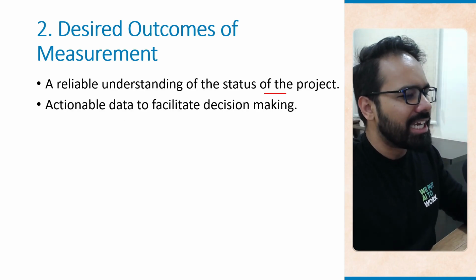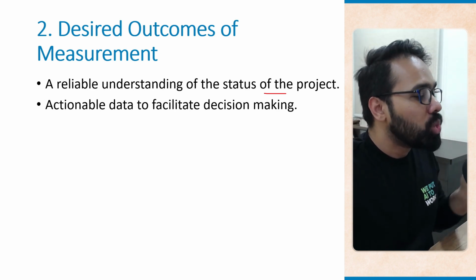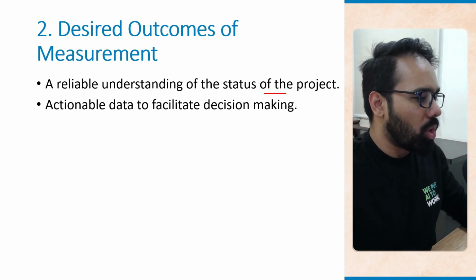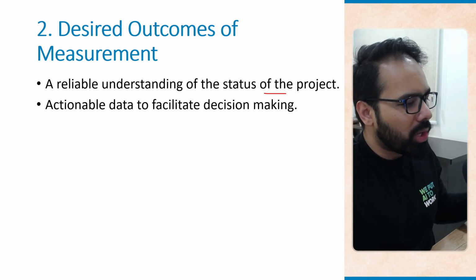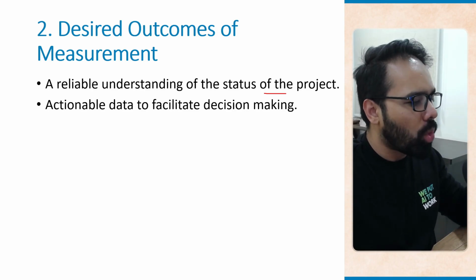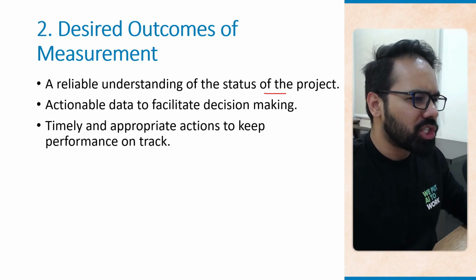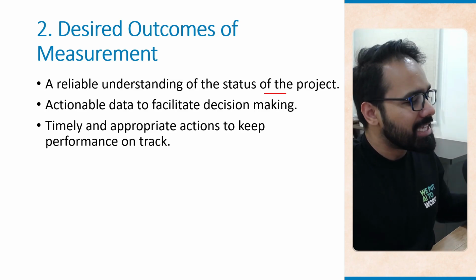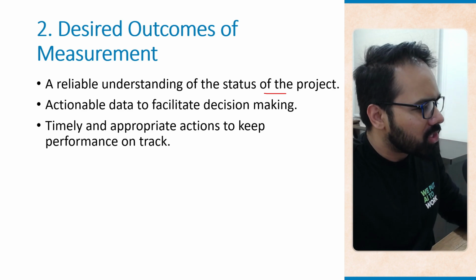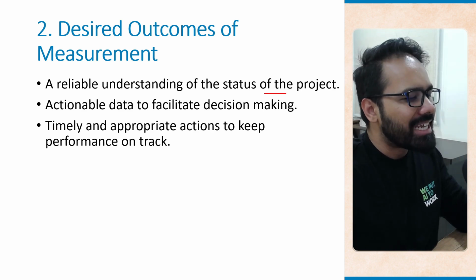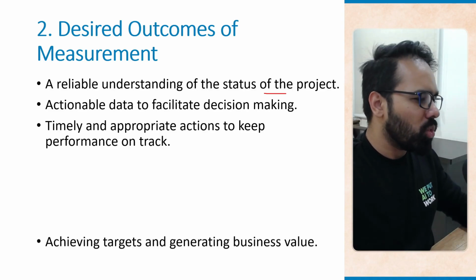Actionable data to facilitate decision making means we are not just collecting numbers but using them to make informed choices also. So if your defect counts are rising, we know it is time to slow down new feature development and focus on the quality, focus on fixing existing issues. Timely and appropriate actions to keep performance on track, which means acting quickly. For example, if we see that page load times are above the target, we should address server optimization or maybe make changes to the web pages before we move further.